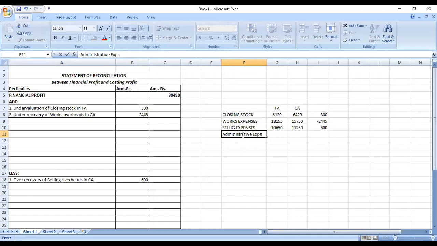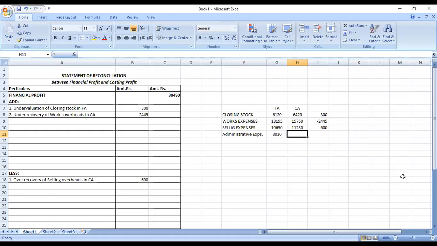Expenses, and you can say administrative overhead, that will also be fine, as per the costing records. Selling and administrative expenses are showing 8,010 as per the financial accounts. And what are the cost accounts? In cost accounts it says administrative expenses were 0.10 per unit.